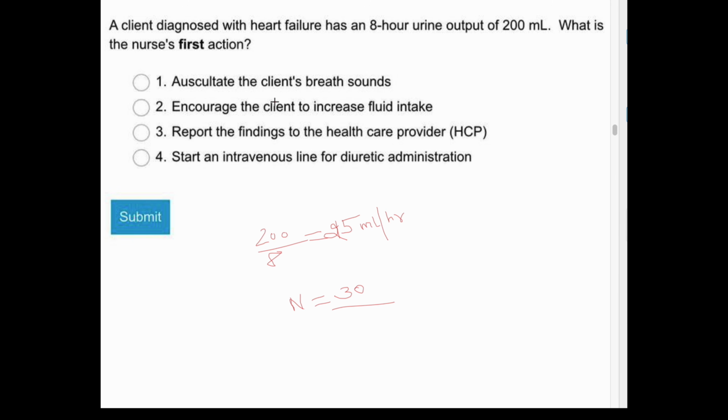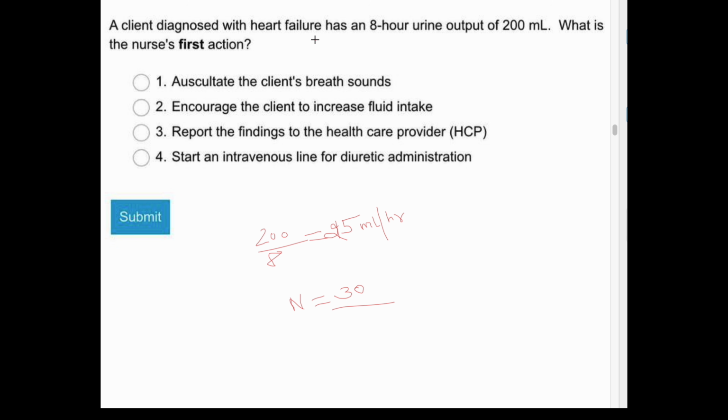NCLEX questions are not testing whether you memorize facts. They are really testing whether you can think safely like a nurse. So, let's break down this question. This is a very important topic for the NCLEX.